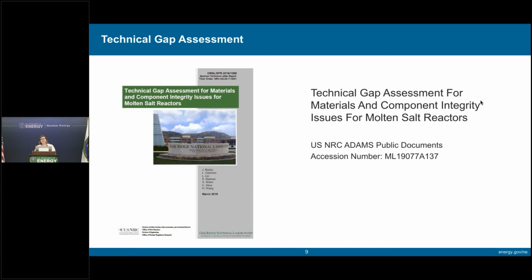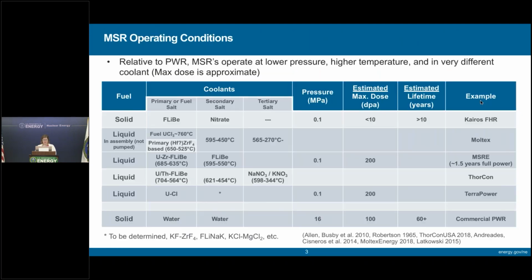Can you identify the radiation damage limits in DPA? My earlier chart had some data on DPA, so it could go all the way up to 200 DPA, as you can see on this chart, the third column from the right.